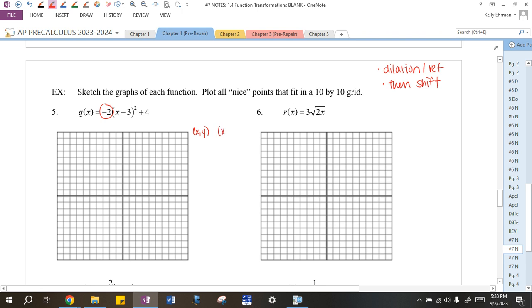And then after that, I'm going to say this negative 2 out here gets multiplied by every y value, right? That's a reflection and a vertical dilation. So the original points are 0, 0, plus or minus 1, 1, plus or minus 2, 4, plus or minus 3, 9. You don't have to write these out, but I think it's just good for my brain to keep track of that. So do the math on this. Multiply every y value by negative 2, but leave the x values the same.